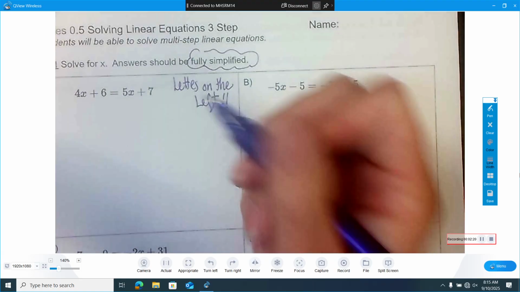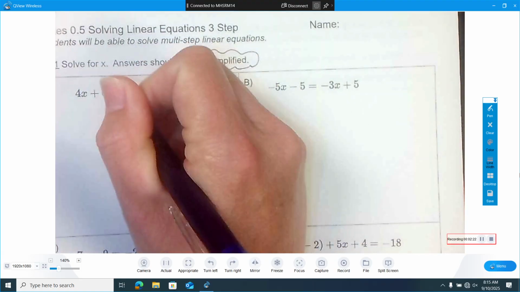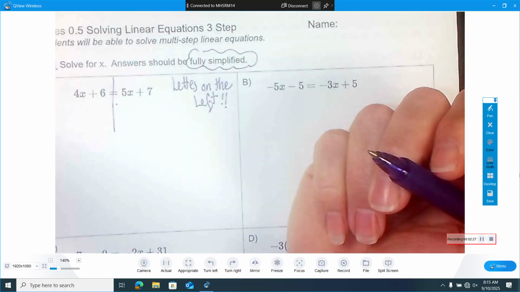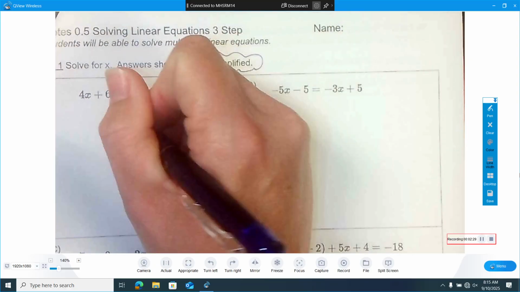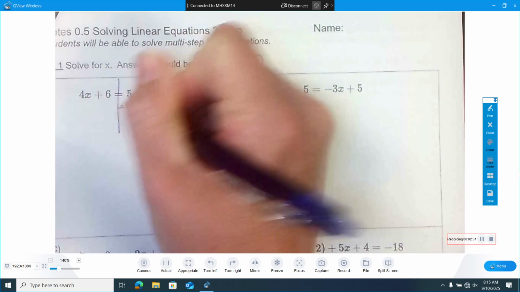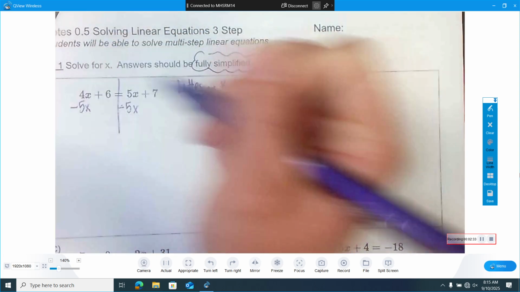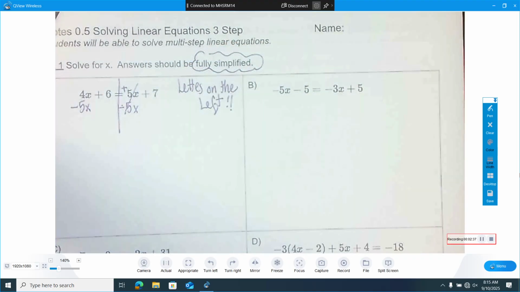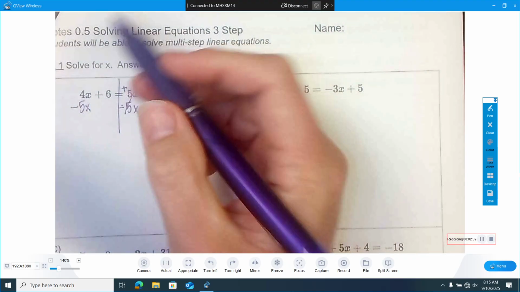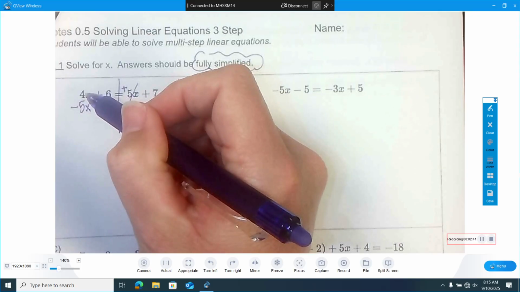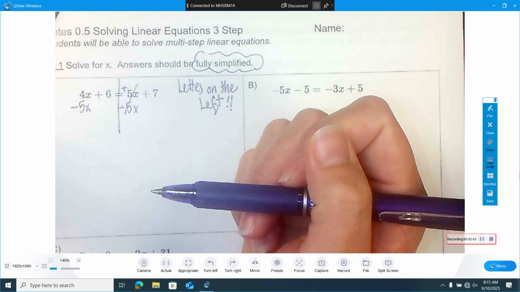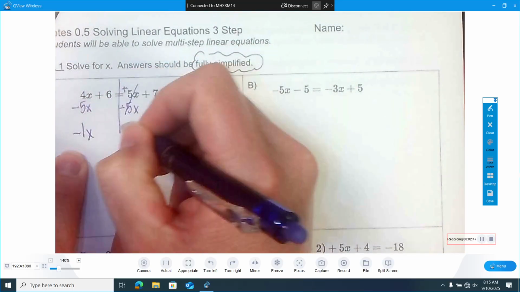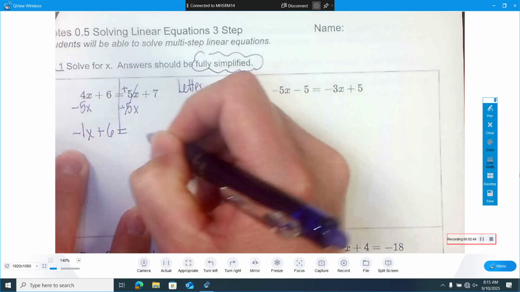All right, here we go. Letters to the left. So what that means is I'm going to take this 5x that's on the right side of the equals, and I'm going to move it. How do I move it? Subtract it. Yeah, we're going to subtract the 5x and combine it with its friend. Positive 5x and negative 5x make a 0. And so now I have 4x's, and I'm taking away 5x's. What does that give me? Negative 1x, yeah. Plus 6 is equal to 7.